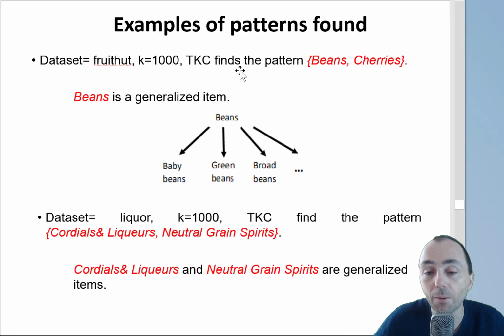We use some public data and we use our algorithm called TKC. We analyzed the data from a store in the US, and we found that many people like to buy beans with cherries. Here, beans is a category. There are different types of beans, like baby beans, green beans, broad beans, and many others. But generally, you don't need to know what type of beans. Any type of beans people like to buy with cherries in general. Maybe there are some exceptions, but it is an important pattern in the data.